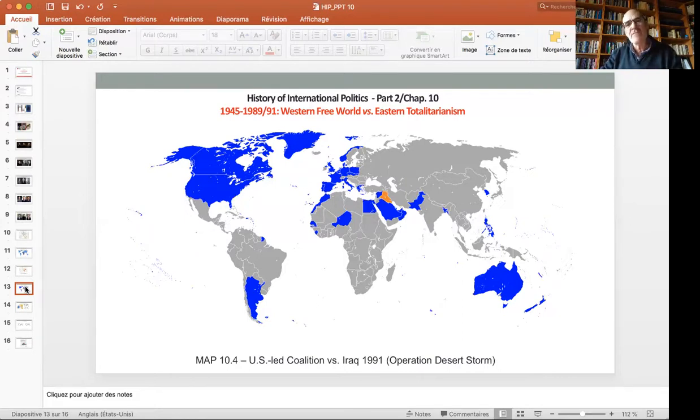And last but not least, this operation re-established the status quo ante, that is to say, it was satisfied with merely forcing Saddam Hussein to withdraw from Kuwait. It re-established the violated sovereignty of Kuwait, but it did not aim at toppling and overthrowing Saddam Hussein's regime. This is what George Walker Bush, the son, Jr., will do 13 years later in 2003. We'll come back to this in our next chapter.